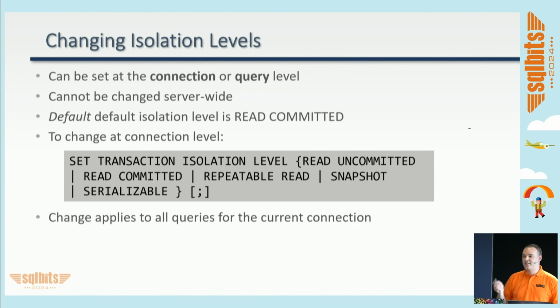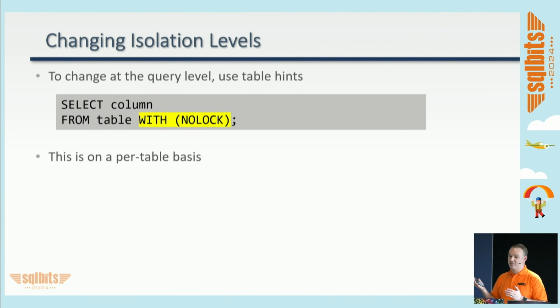If you want to apply it at the query level, this is where you use hints, right? So probably the most common one you would see is WITH (NOLOCK), which means to use read uncommitted instead. You have to apply this on a per table basis. This is a table level hint. So if you're joining multiple tables together in the same query and you want to use WITH (NOLOCK), you would have to actually specify it every time you mention each table in the query if there's multiples.